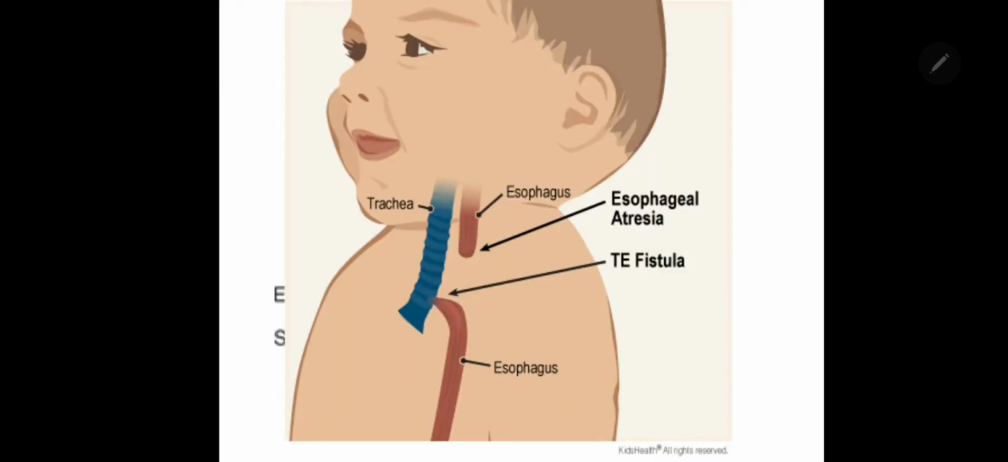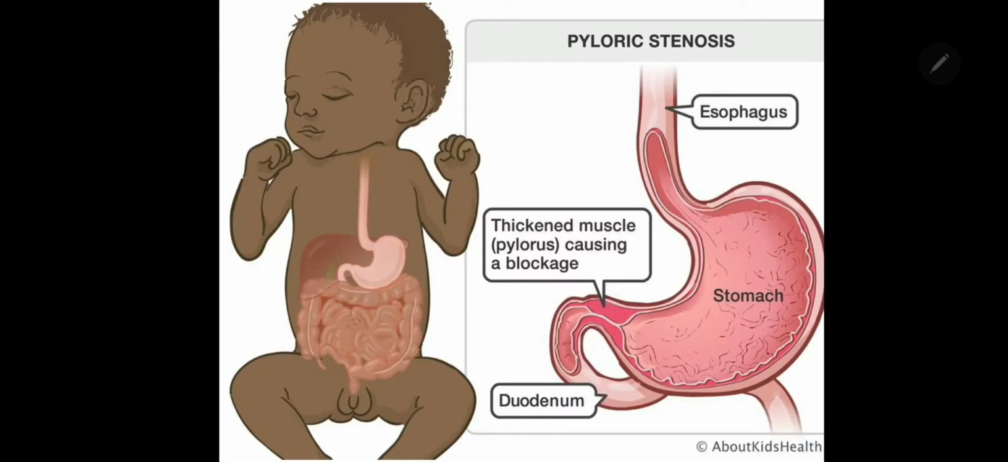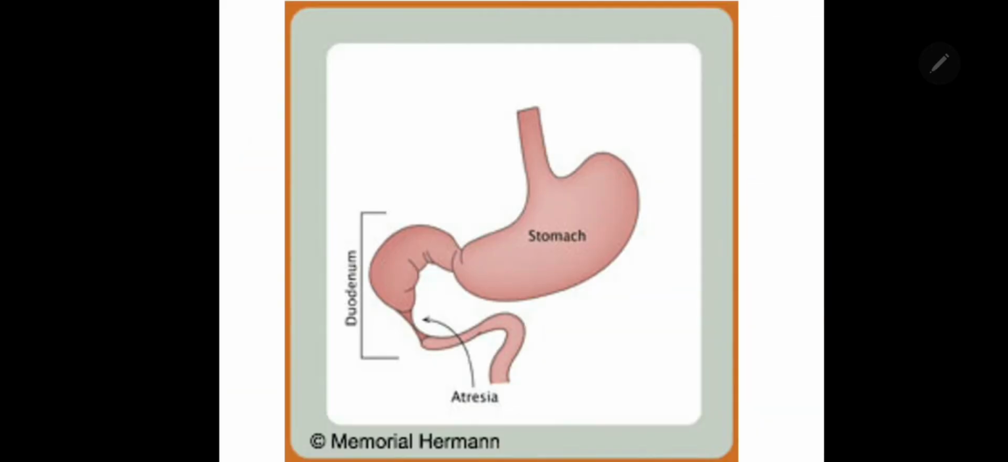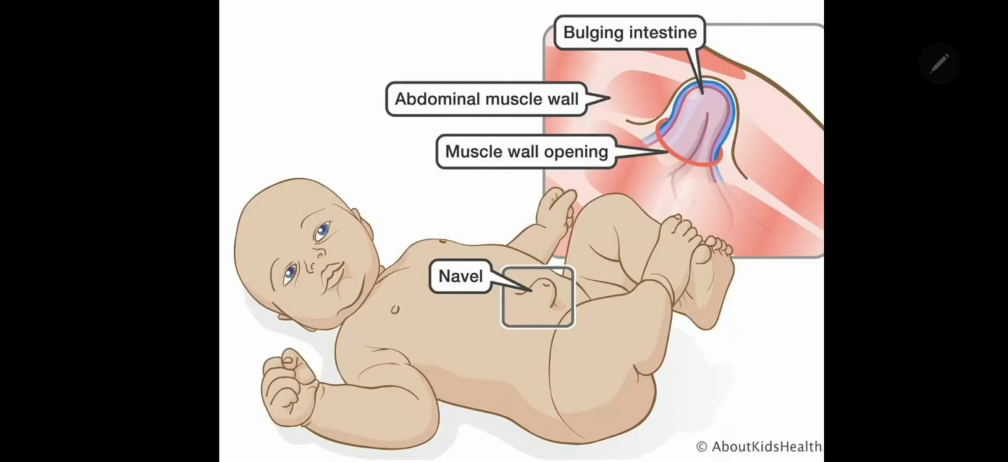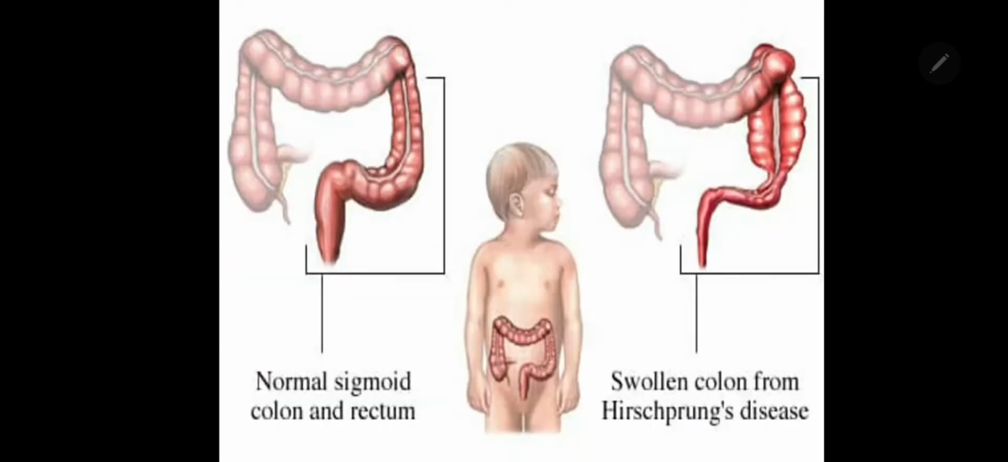It is important because it has several anomalies during development. You can see here, this is a tracheoesophageal fistula. You can see the pyloric stenosis and duodenal atresia, umbilical hernia, and Hirschsprung disease or congenital megacolon. So these are results of errors in the developmental process of the gastrointestinal tract.